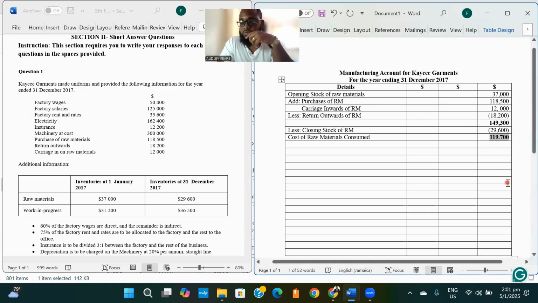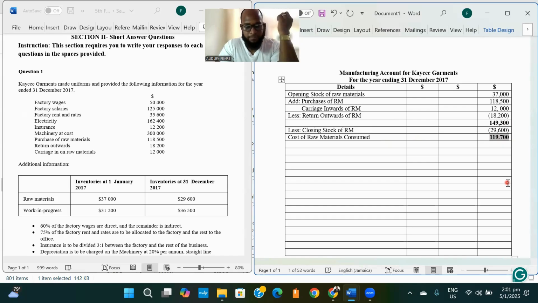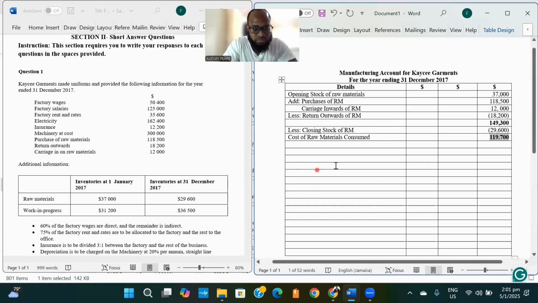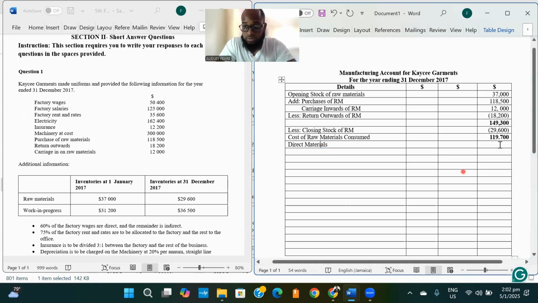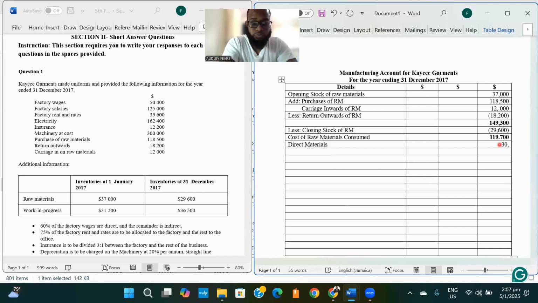All right, so let's move on. We want to go on to get our prime cost now. So the question is, do we have any direct materials, any direct expenses? And yes, we do have direct materials. So just put that there. The direct materials was 30,240.